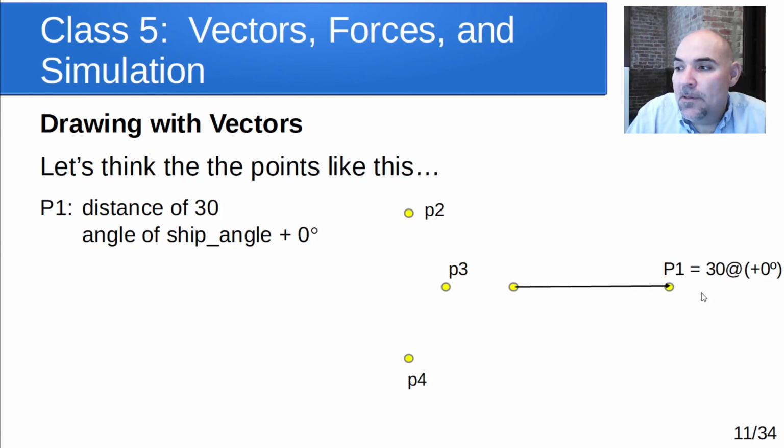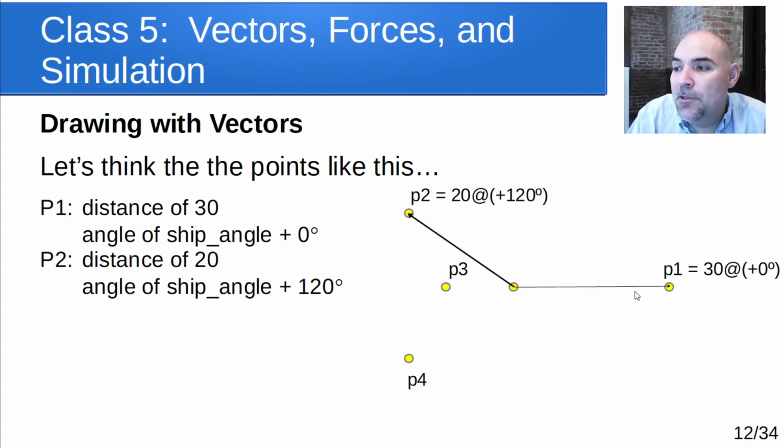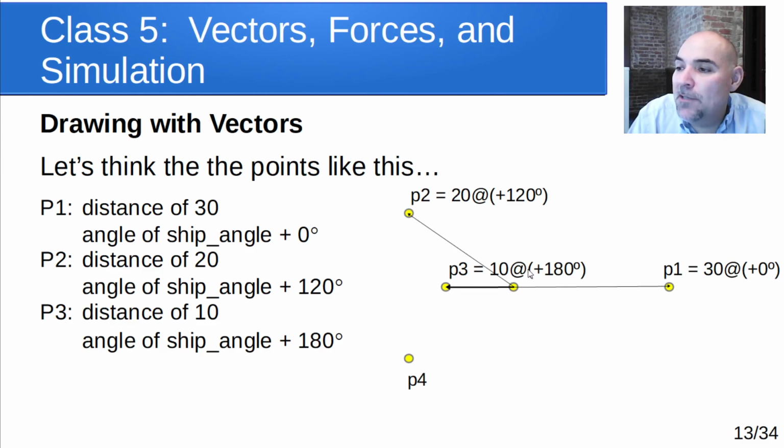All right, so that P1, when it's that way, is whatever the ship angle is plus 0 degrees from the ship angle. It's the same angle as the ship. But P2, we might think of that as 120 degrees from our ship angle. So ship angle plus 120 degrees, and maybe 20 units away rather than 30 units away. P3 is going to be a shorter number of units away, maybe 10 units away at 180 degrees.